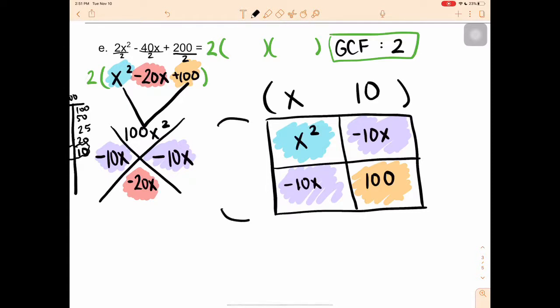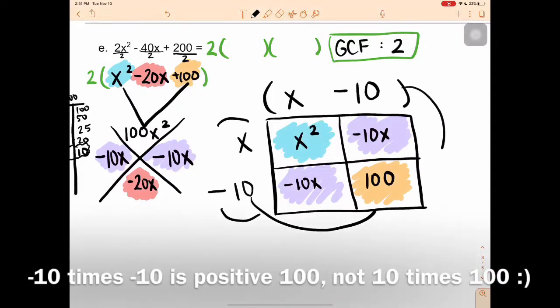Same thing over here. This is going to be x and a 10. And since both of the 10x's are negative, then both of the 10s have to be negative. And then negative 10 times negative 10 is positive 100. So then you're good to go.